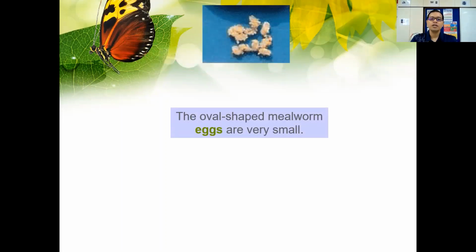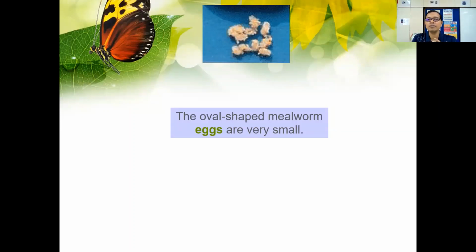Just like later on, we're going to talk about the silkworm. The silkworm adult is called a silkworm moth. The young are called silkworms. So let's not get too far ahead of ourselves. Mealworms lay eggs. They are oval shaped and very small. In this picture, they are shown in white color, but sometimes the eggs can be of another color as well. Just like other animals, there are certain differences in the species of the mealworms, so their eggs may be of a different color as well. It may be a bit darker.